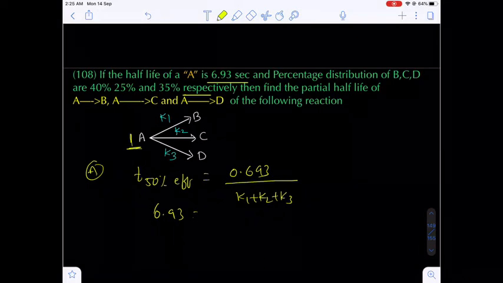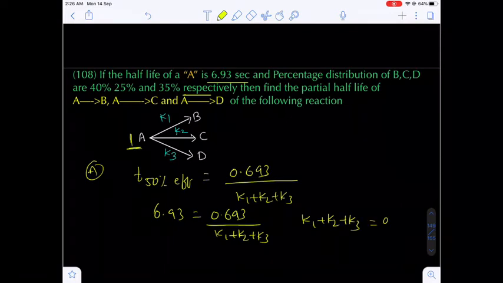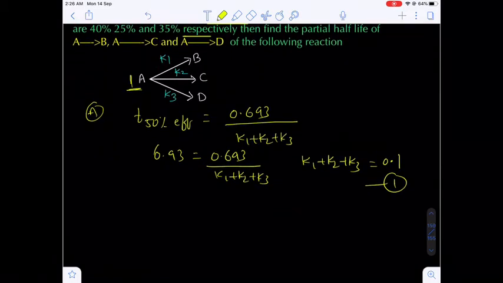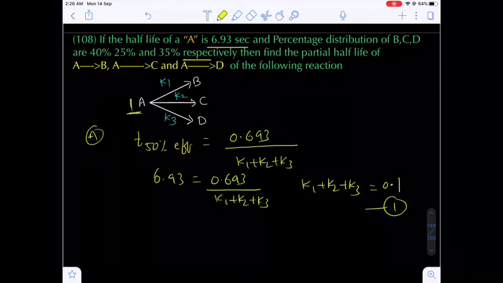6.93 equal to 0.693 upon K1 plus K2 plus K3. From here, K1 plus K2 plus K3 will be equal to 0.1. This is equation 1. Now, what is the percentage of B in the product mixture?